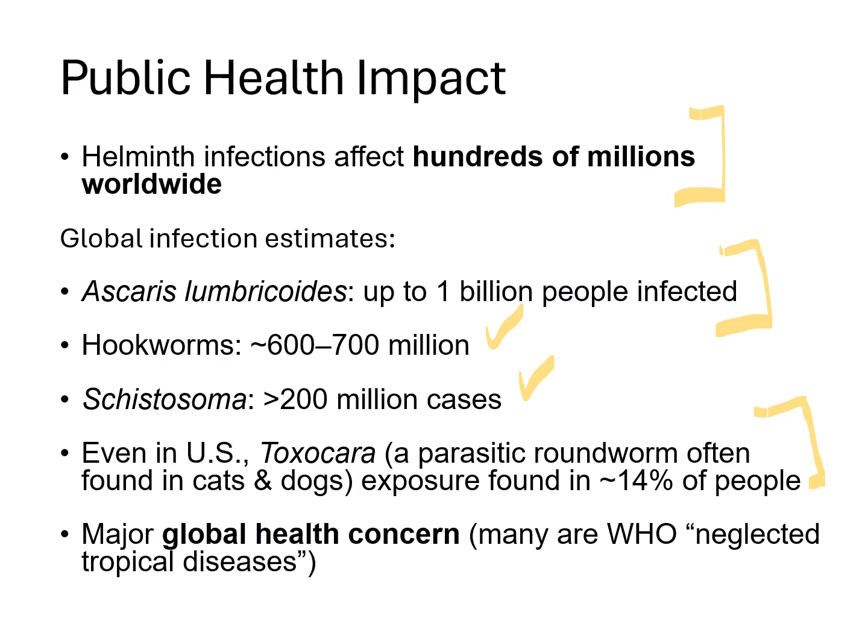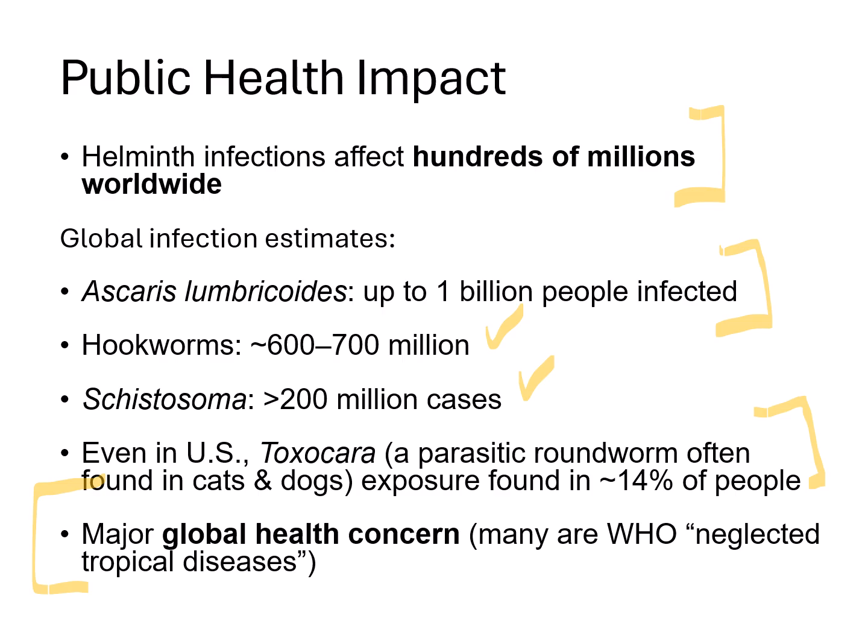And because of their prevalence and chronic effects, helminths are a major global health concern and are listed as neglected tropical diseases by the WHO, the World Health Organization. This means that these diseases primarily affect people in poverty in tropical regions and receive insufficient funding and attention compared to other major diseases.